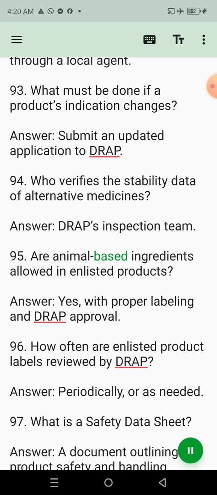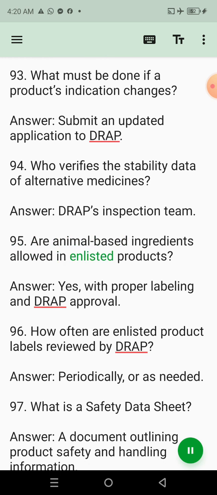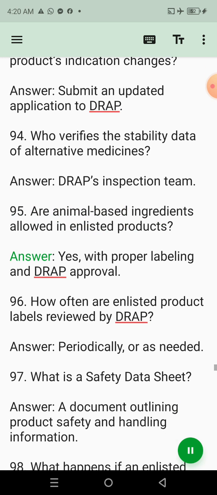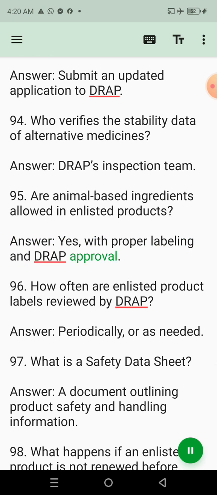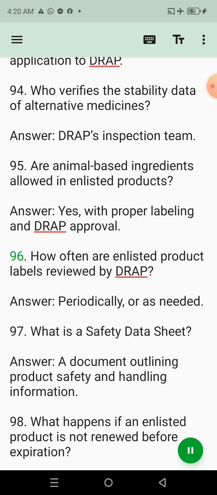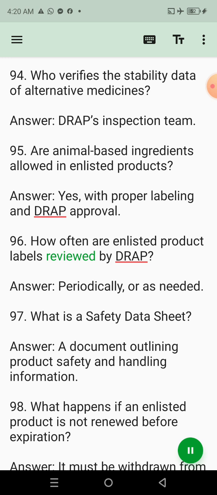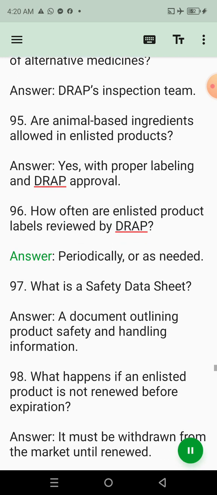95. Are animal-based ingredients allowed in enlisted products? Answer. Yes, with proper labeling and DRAP approval. 96. How often are enlisted product labels reviewed by DRAP? Answer. Periodically, or as needed.